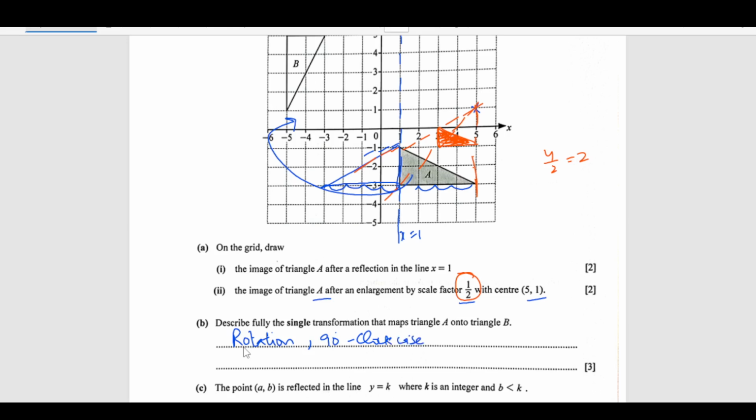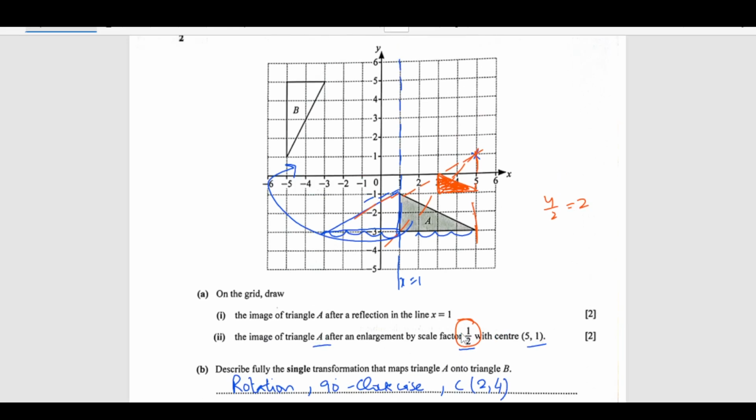You can also use tracing paper. I can't show you here. And with the center, you have to use tracing paper actually. When you put the tracing paper at point 2 and 4 here, and then you rotate it, it goes this way, right?